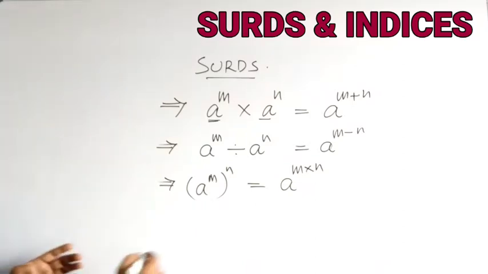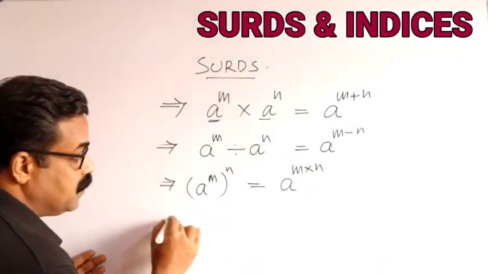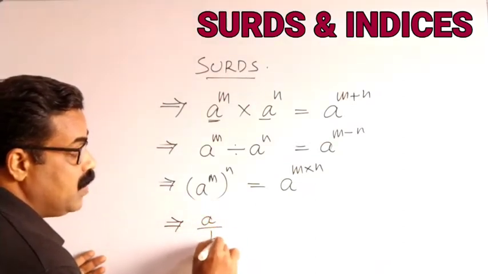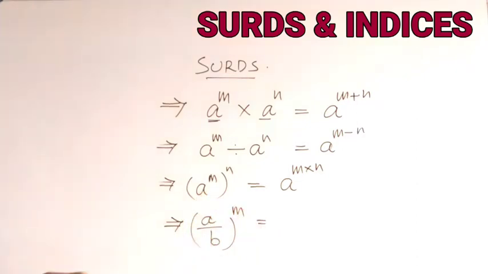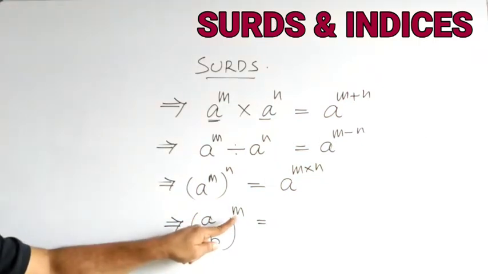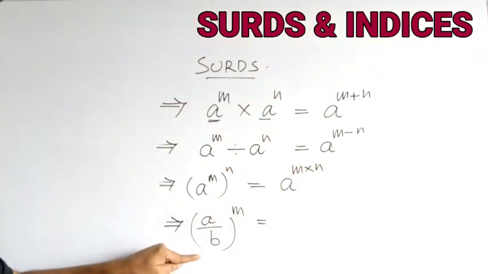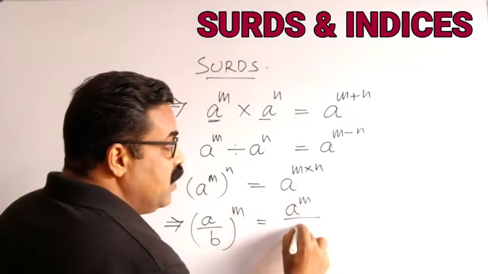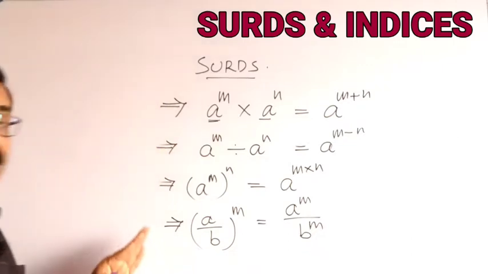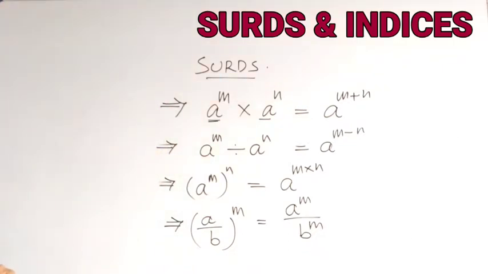And the next one we have: suppose a by b, power m. In this case, this power m is common for both a and b. It is for a as well as for b. So you can split it like this: a power m divided by b power m.